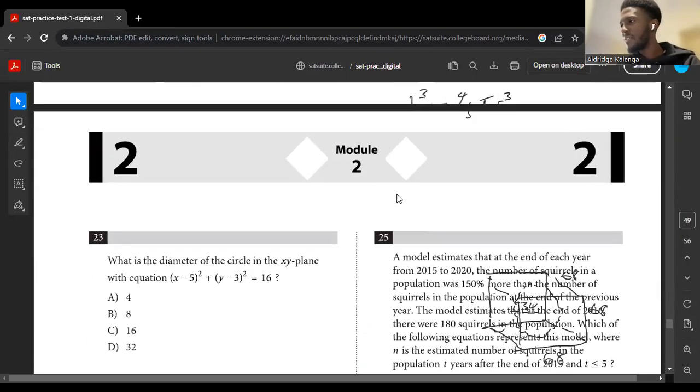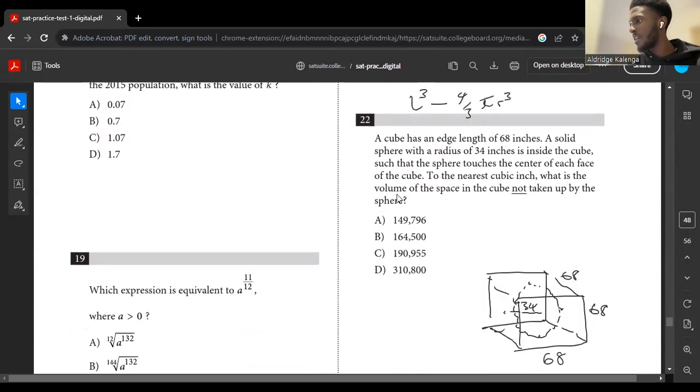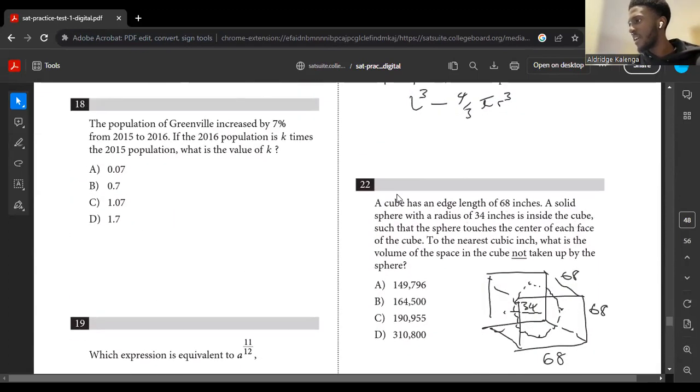Oh, I'm lost, guys. I'm lost. Is this where we are? Yes, this is where we are. Okay. One second. Just receiving a call. Let me just tell this person that I'm tutoring.